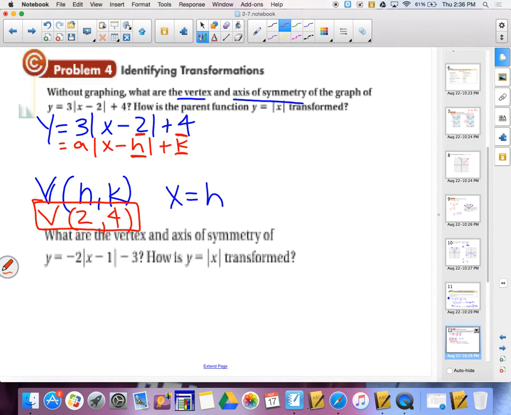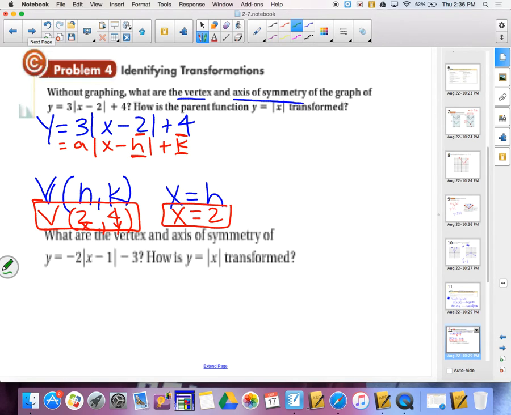What would my axis of symmetry be? x equals 2. That would be my axis of symmetry. Because what is h? 2. That's just like saying x and y. What is x right here? 2.